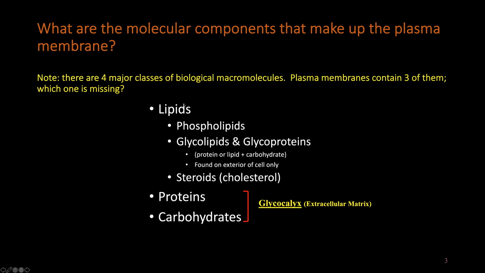So we'll talk more about the lipids, more about the proteins and the carbohydrates later on in this slide set. I just make a note here that there's an extracellular matrix called the glycocalyx that is composed of proteins and carbohydrates.